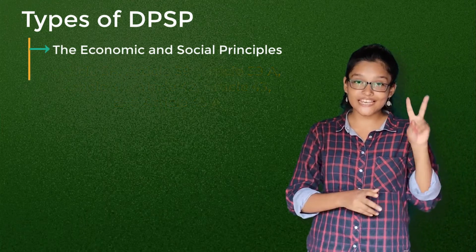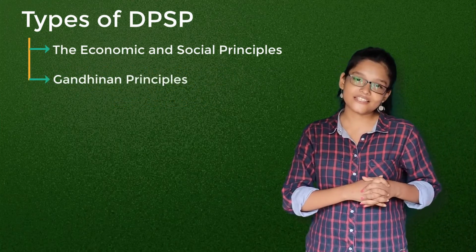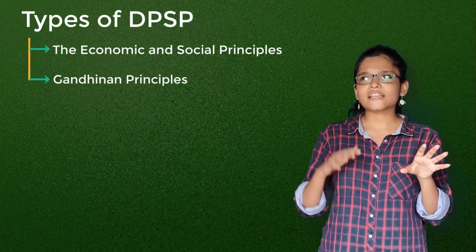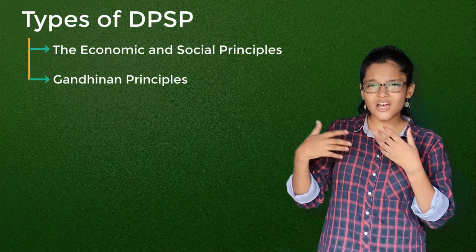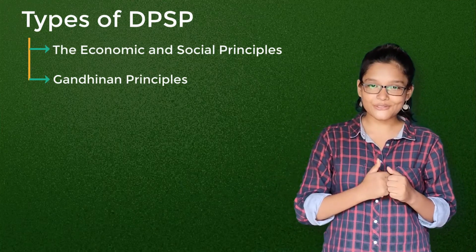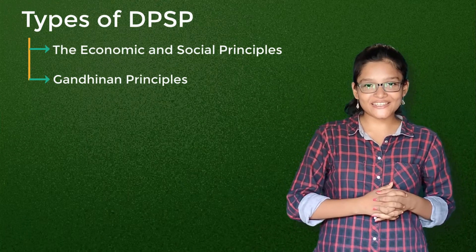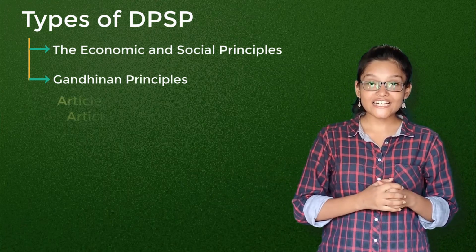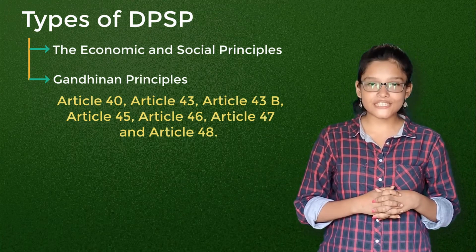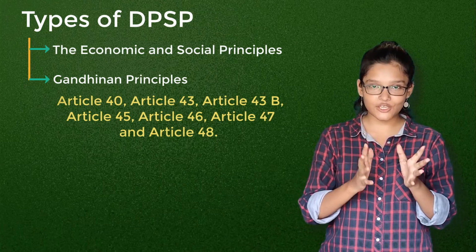Now moving on to the second type, that is Gandhian principles. During the freedom struggle, the ideologies that Gandhiji had practiced or asked his followers to pursue were assimilated in the directive principles. So major articles of this category are Article 40, 43B, 45, 46, 47 and 48.